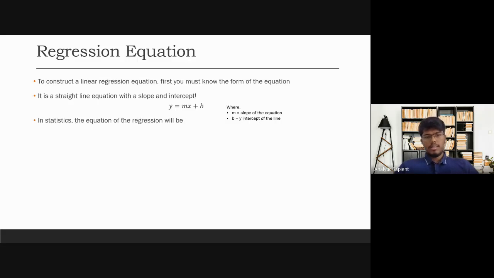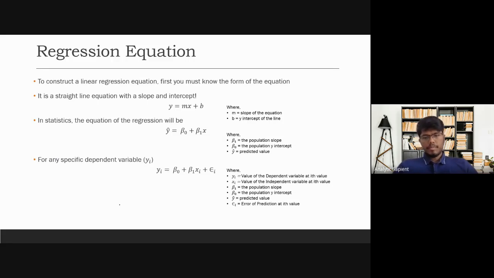Okay, and then in statistics, the equation of the regression would be y hat equal to beta naught plus beta 1 into x. Now y hat, this hat is usually denoted as prediction. This is what we are predicting, and beta naught is the population slope, and beta 1 is the population intercept. A population is basically the overall data set in the entire world that you can have. For example, in used cars data, in India it can be the entire population of all the used cars data. But since it is not feasible to take everything into account, we always use a sample.